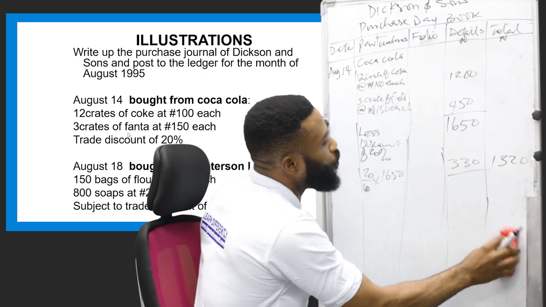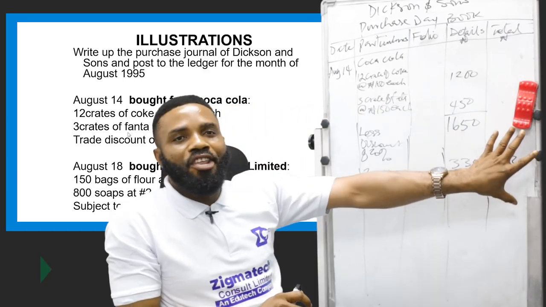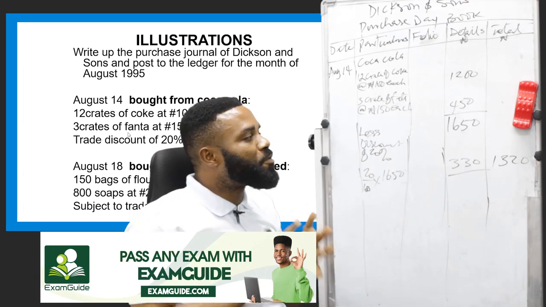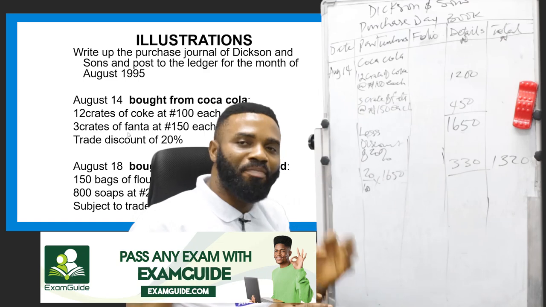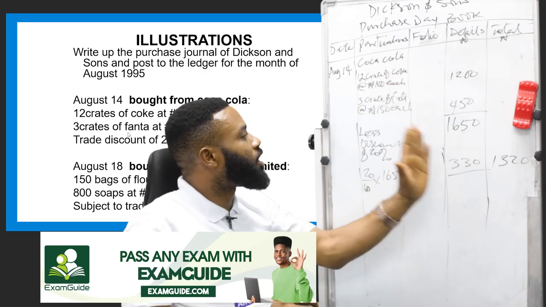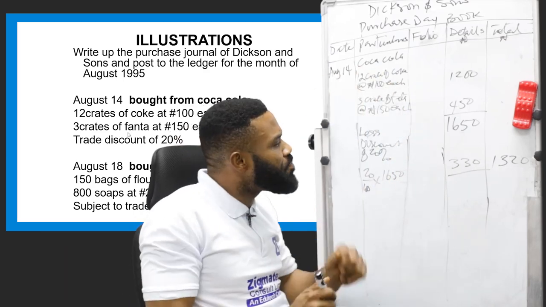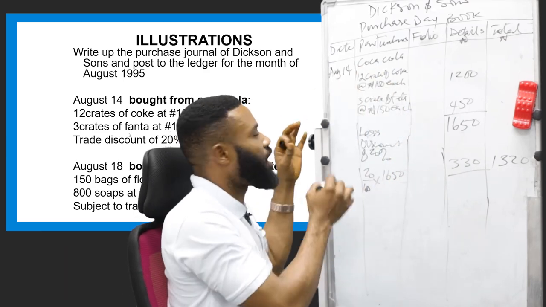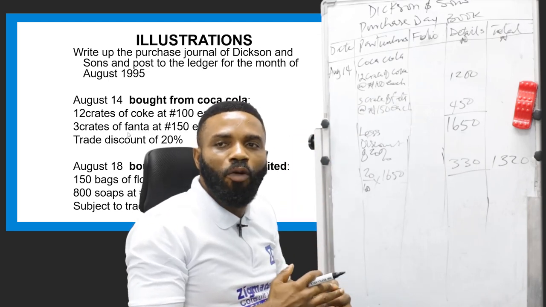1,320 is what you have arrived at. This is the value that we are expected to pay. Dixon and Son is expected to pay Coca-Cola at the end of 14th of what? Of August. Now, having done that, let's make progress. We have another transaction there. What happened? On the 18th of August, we bought from what?